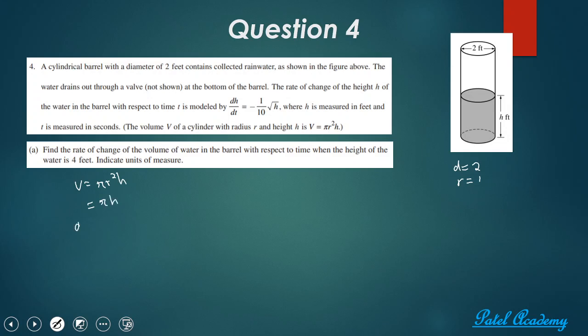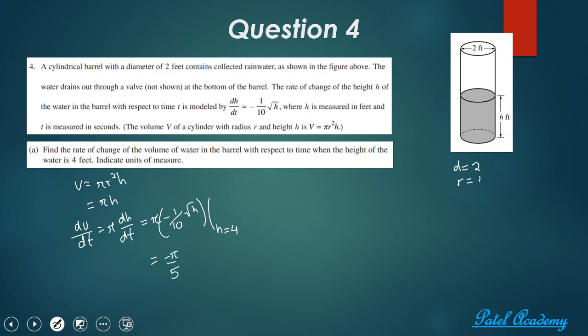So now if we differentiate with respect to time, my dV/dt is going to be pi times dh/dt. And using the expression that we're given, it's pi times negative 1/10 root h. And remember, we're evaluating this at h equal to 4, as the question says. So what is this going to give us? Well, root of 4 is 2, negative 1/10 times 2 is negative 1/5. So I get my final answer as negative pi over 5.